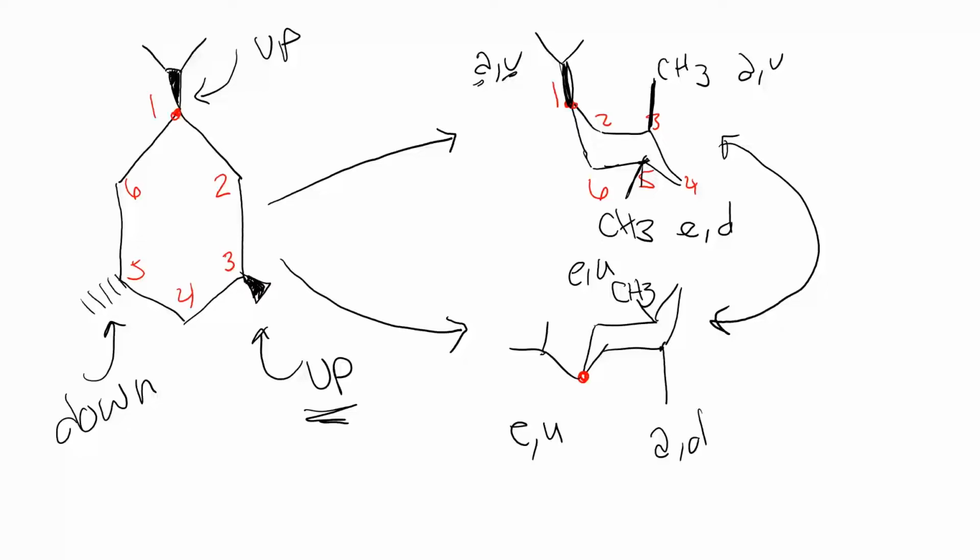One in which the isopropyl group is axial up, one of the methyls is axial up, and the other methyl is equatorial down. The other version that can exist is the isopropyl as equatorial up, one of the methyls as equatorial up, and the last methyl as axial down.